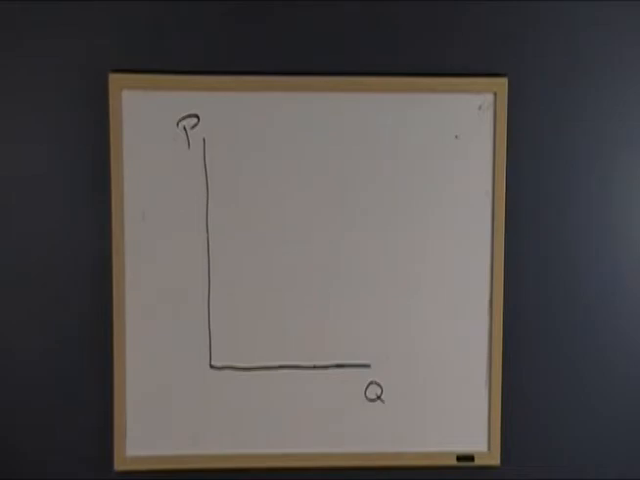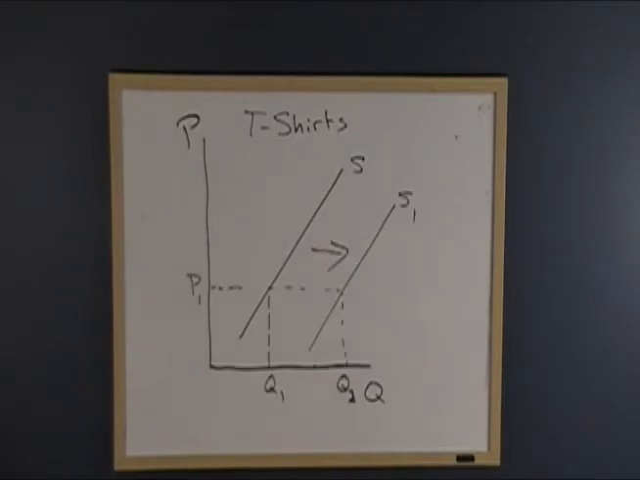If you're making t-shirts, what will happen to the supply curve if the price of cotton, a key input in t-shirts, decreases? If the price of cotton falls, the supply of t-shirts will increase or shift to the right. This happens because as the price of cotton falls, the cost of making t-shirts also falls. Therefore, at any given price, t-shirt manufacturers are making a greater profit. And therefore, they're going to be willing to supply a greater quantity of t-shirts at any given price.